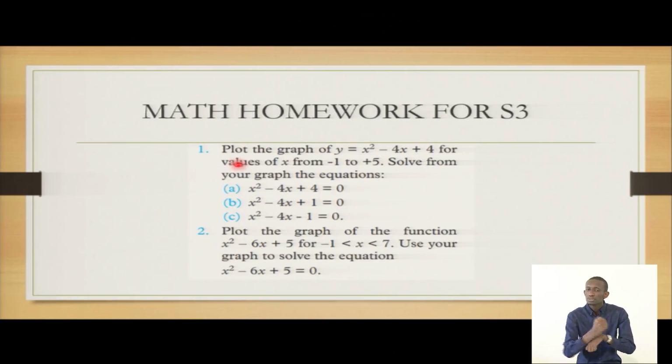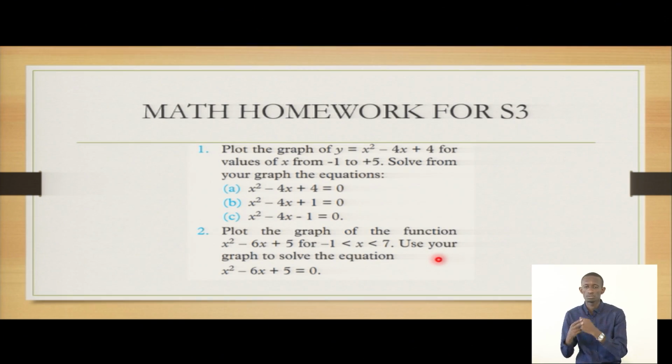The first question, you will plot the graph. I have given you a different equation, that is y equals x squared minus 4x plus 4 for values of x from negative 5 to positive 5. You solve from your graph the equations. There are some equations that I have given you, as you can see here. We have all these 3 equations, and you will solve them by using that graph. And then you plot the graph of the function x squared minus 6x plus 5, for x varying between negative 1 and positive 7, and use your graph to solve the equation.